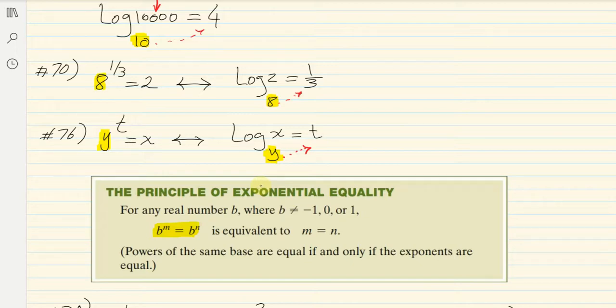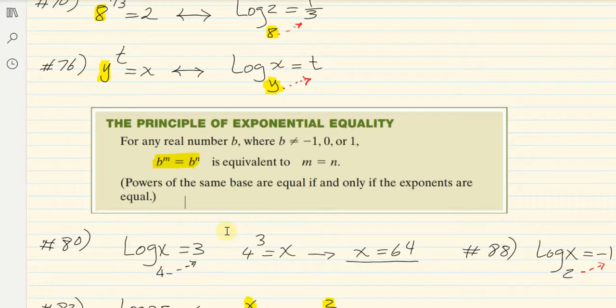Well, due to the one-to-one property of exponential functions, we can say that if b to the m equals b to the n, therefore m and n must be the same. So in other words, when you have an exponential equation, if the bases are equal on either side, the exponents must be the same or equal. That's what this says. Now, let's take a look at this exercise.